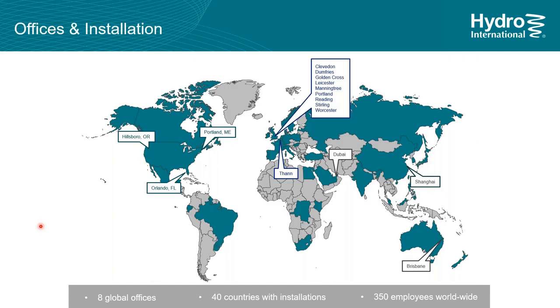Hydro International is truly an international company. I work here out of the Portland, Maine office, but we have on the West Coast an office just outside of Portland, Oregon. The company is headquartered in England, and there's several offices in England, but also offices in France, Dubai, Shanghai, Brisbane, Australia, all over, installations globally. So that gives you an idea of what we do.